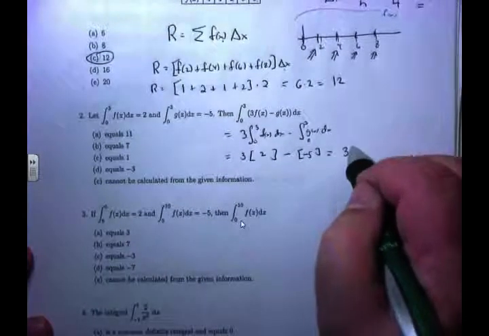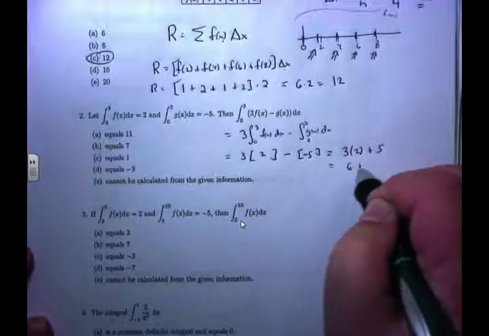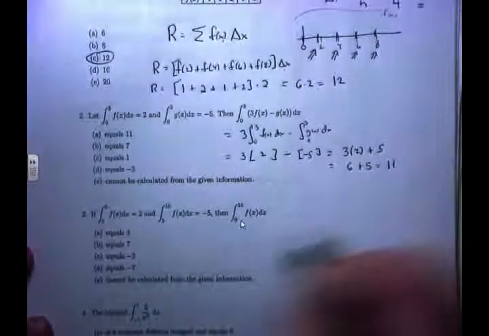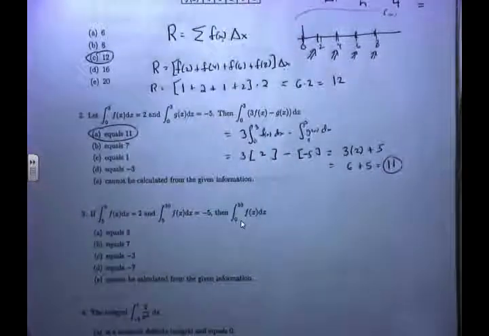So this will be 3 times 2, minus minus is a plus 5. 3 times 2 is 6, plus 5 equals 11. I got 11. Does that make sense? Question. To the next one.